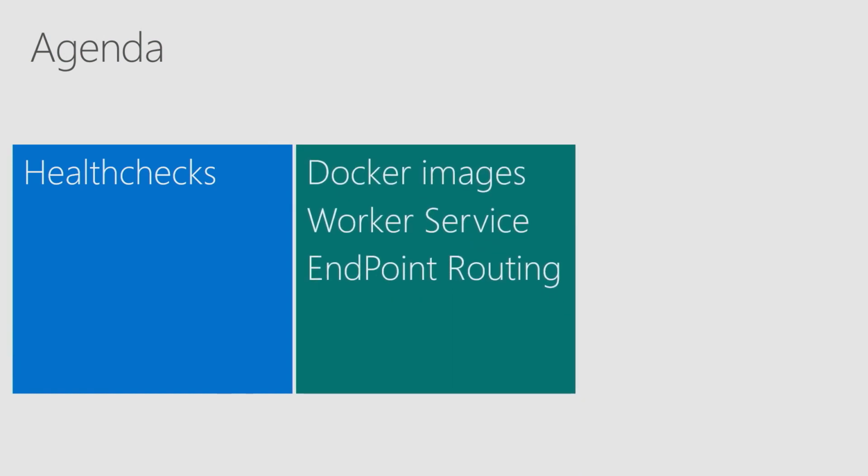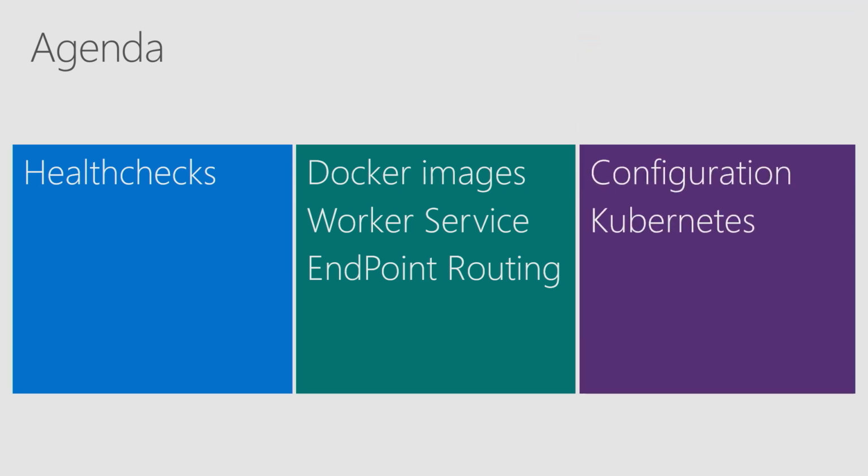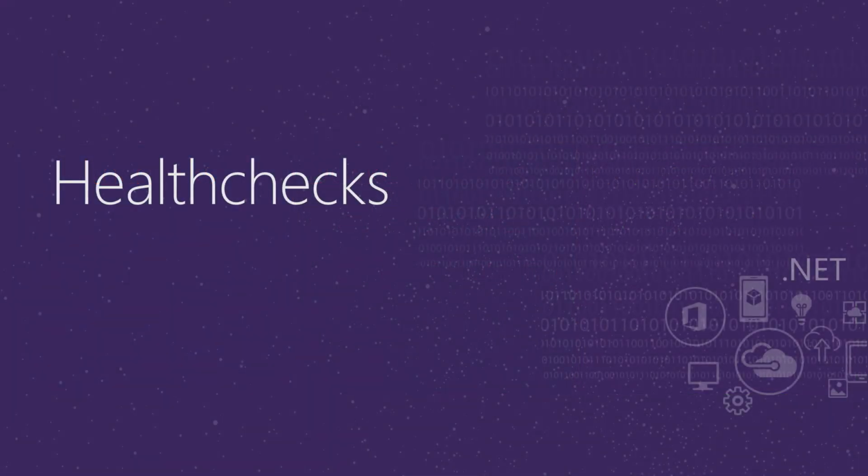A couple of things that we're going to go through here: first we're going to talk about health checks, address the changes and updates that we've made in the Docker images, and talk about that new template that Glenn started out with. He did a great job, but we're going to jump more into building some worker services, some endpoint routing. And then we'll talk about some of the things that we can do with Kubernetes and also the configuration system that we have built into ASP.NET Core and .NET Core and what it offers there. So first, let's talk about health checks.